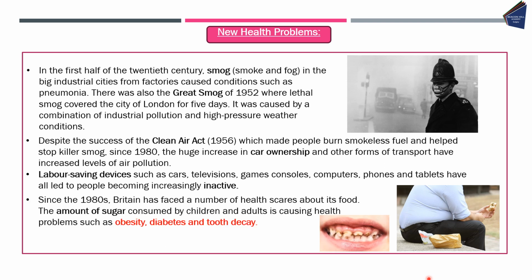And finally, since the 1980s, Britain has faced a number of health scares about its food, including the amount of sugar consumed by children and adults. So you can see on screen the rotten teeth, which are from a child as a result of having too much sugar. And this is leading to problems such as obesity, diabetes, and tooth decay, all of which are costing the NHS a huge amount of money, and all of which are problems that you could refer to in a modern question about health problems.